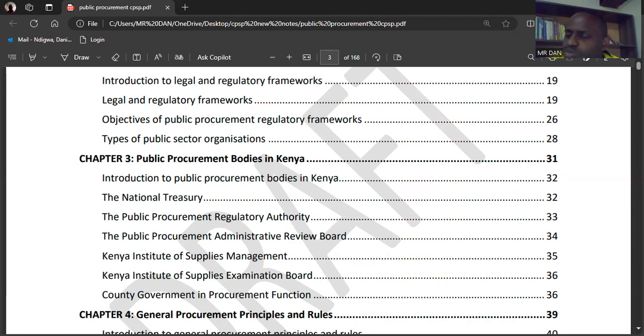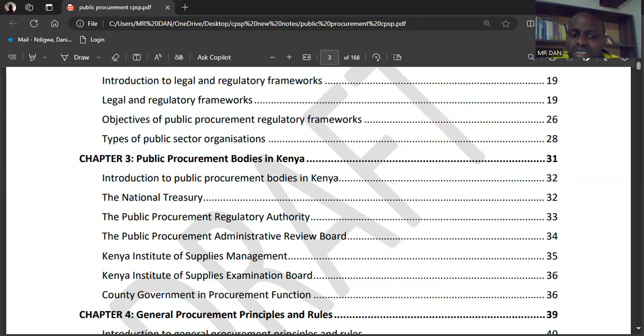Another body is the Kenya Institute of Supply Management. And Kenya Institute of Supply Management is basically the institution that comes up with the curriculum. And once they come up with the curriculum and they also train practitioners, therefore, they must know what is happening to these public entities or even the practitioners. And as a practitioner, you also need to be registered. And the work of Kenya Institute of Supply Management is to register you so that you can practice in the field of supply chain management.